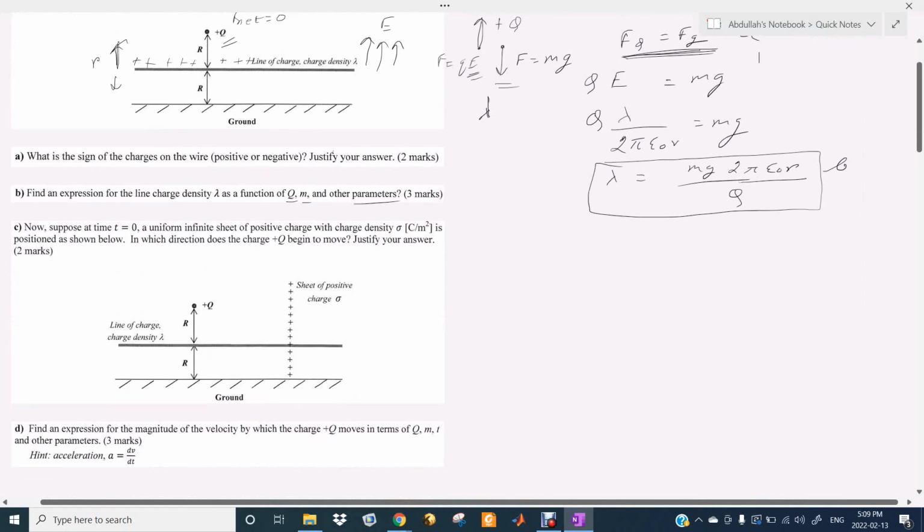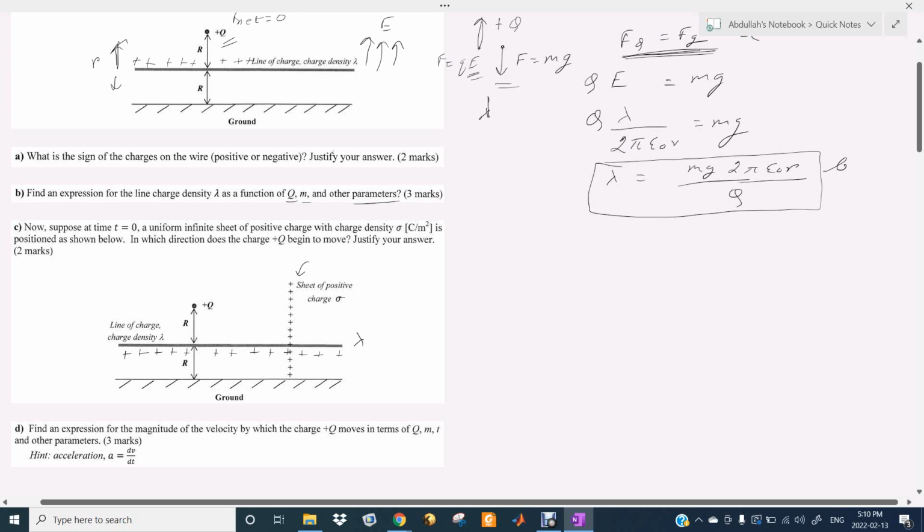Now, if you see part C, it shows that in addition to the basic setup, so initially you had the positive line charge density, right? This is the positive one. We already did this in part A, and now additionally you have a sheet of positive charge. So this is a line charge, which has a line charge density of lambda. This is a sheet of charge density of sigma, right? And now remember, this Q is suspended, right?